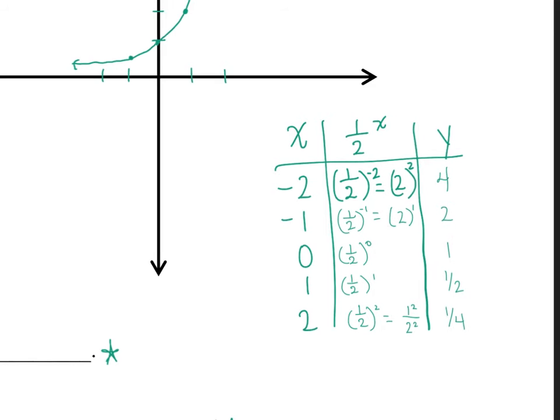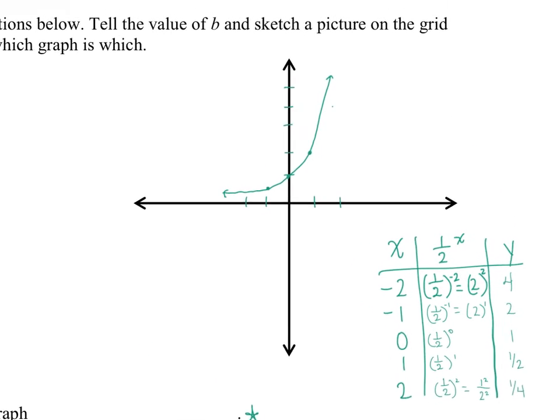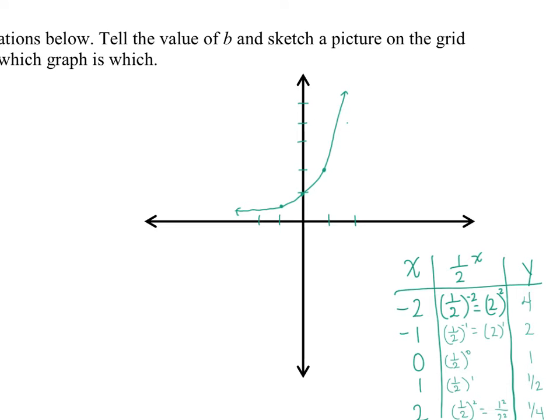So let's graph these. Now at -2, instead of it being a low decimal, we're going to be up high. We're going to be at 4. I'm going to change the color here. So we're going to be at -2, 4. And then we're going to have -1, 2. We have 0, 1, 1, 1/2, and 2, 1/4. So when I connect these, it looks a lot different now.